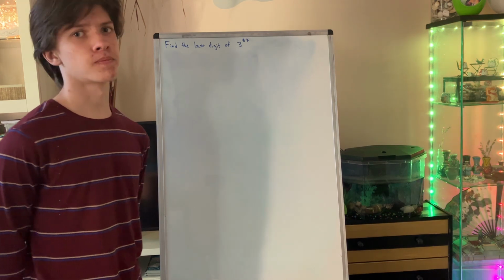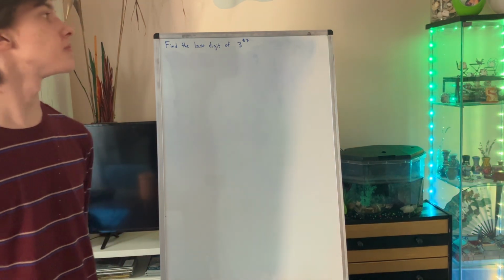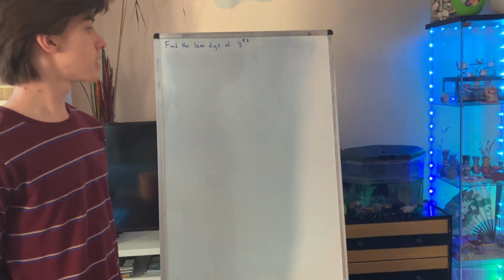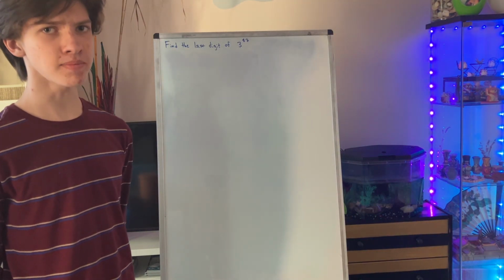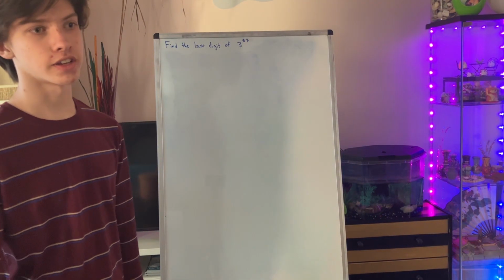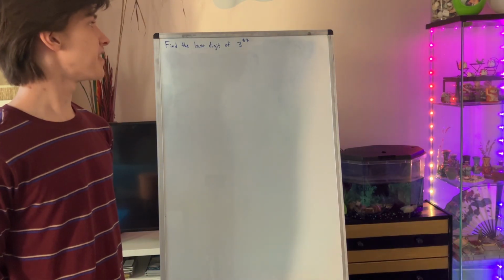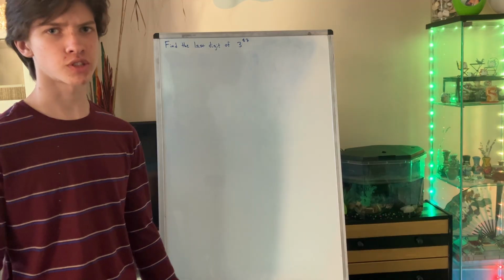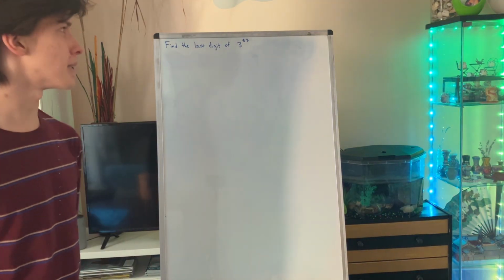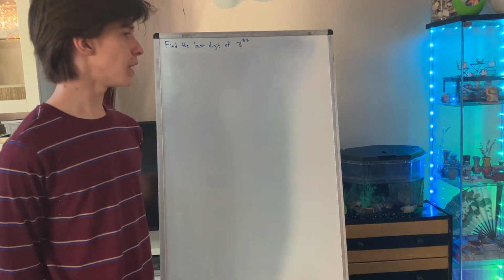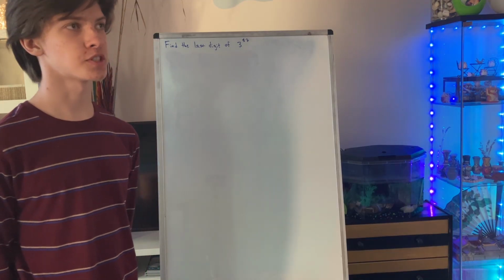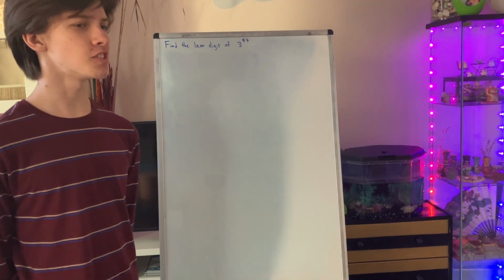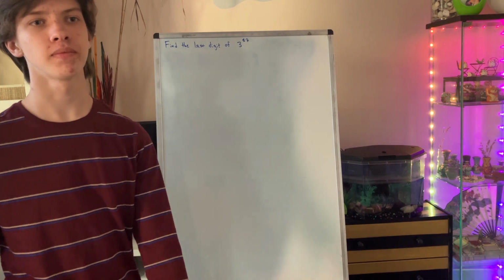So first let's think, what is a last digit? Consider dividing this number by 10. If that number is divisible by 10, meaning it gives an integer in return, then its last digit must be 0, right? Any number with a last digit of 0 will be divisible by 10. Now what if it's not divisible by 10? So it doesn't return an integer after dividing. Then its last digit will be something other than 0.